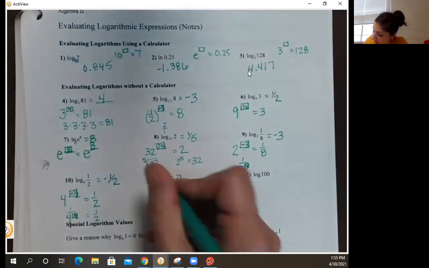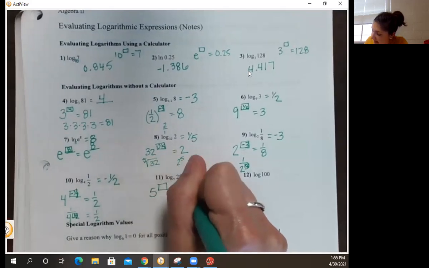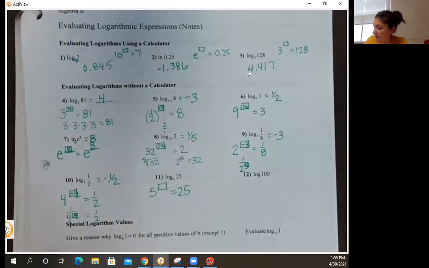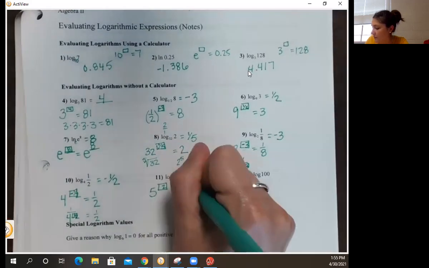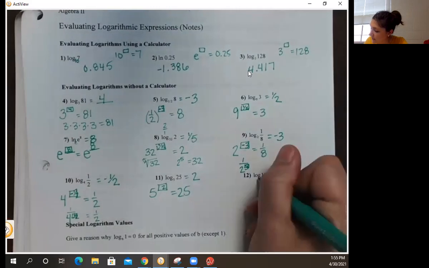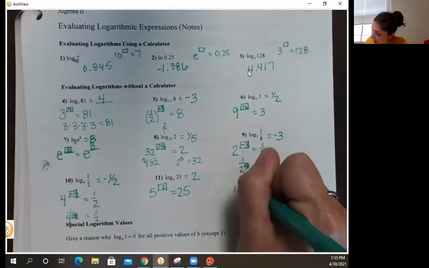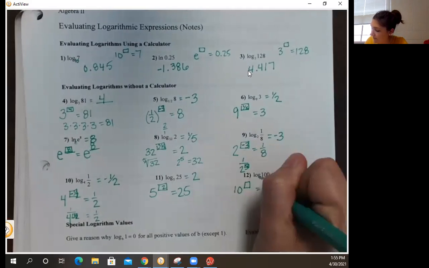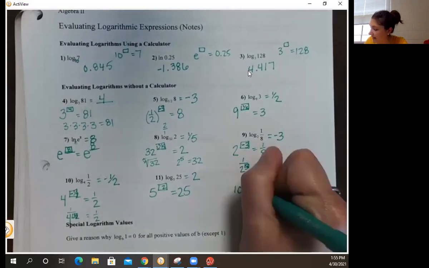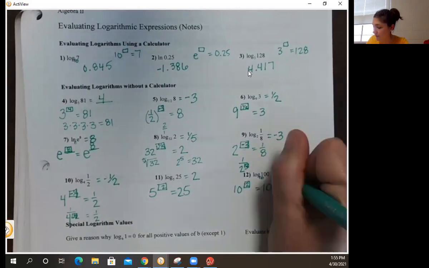Number 11, 5 to what power gives me 25? Well, 5 to the second power, 5 squared, gives me 25. So log base 5 of 25 equals 2. And then for number 12, I don't see the base here. That means that it's 10. So 10 to what power is 100? This would be 10 to the second power. So log of 100 is 2.